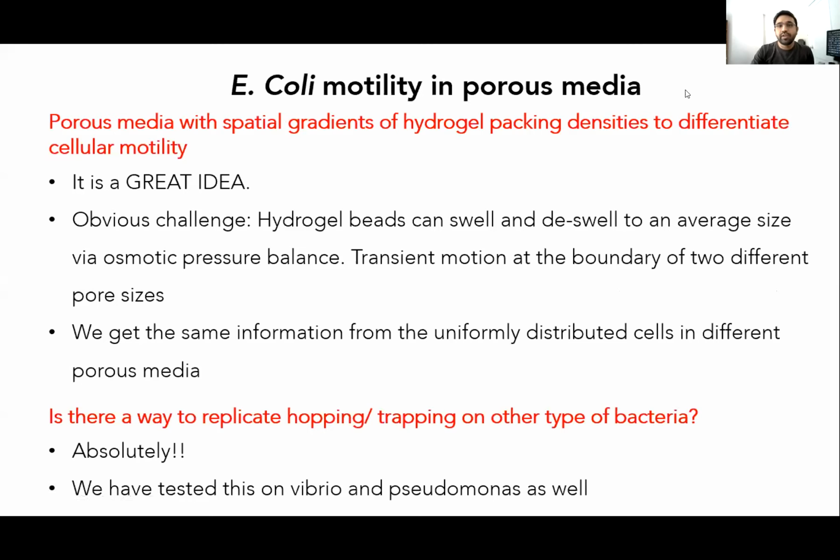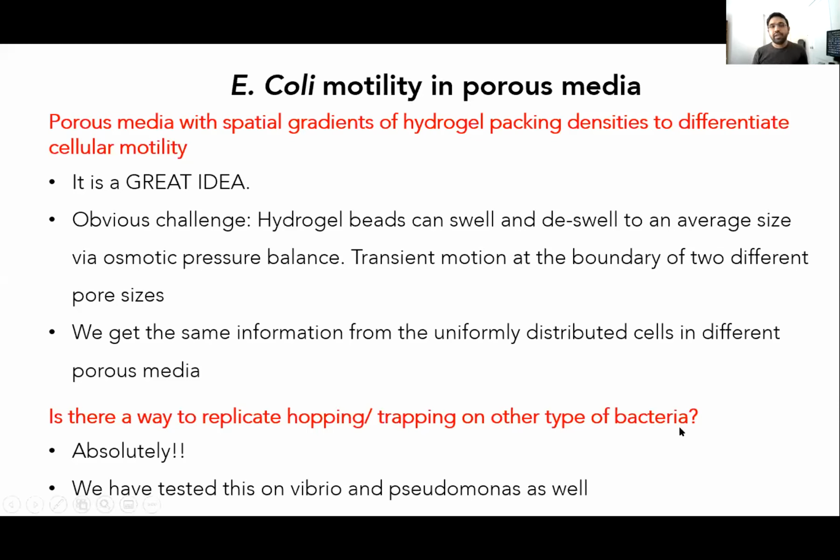Porous media with spatial gradients of hydrogel of different densities to differentiate cellular motility. It's a great idea. The obvious challenge is if you use the same hydrogel particles and pack them really close to each other, they can swell and deswell to an average size by osmotic pressure balance. And why do we want to do this? Because we want to know the transient motion at the boundary of two different pore sizes, which is a great idea to explore, but for our purposes, we are interested in the steady state motion at different pore sizes. So we can get the same information by separately studying different porous media.